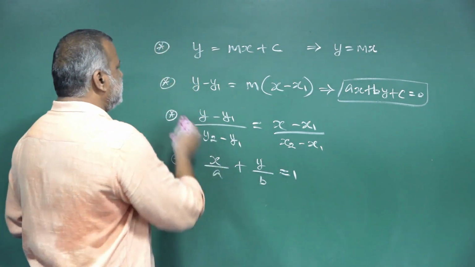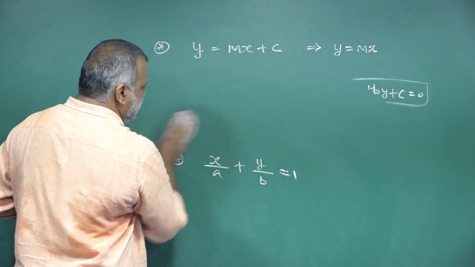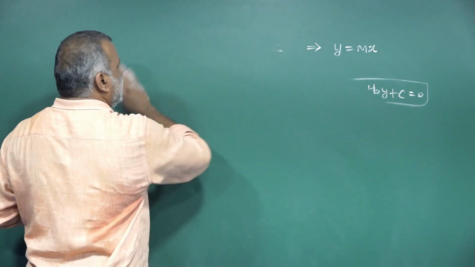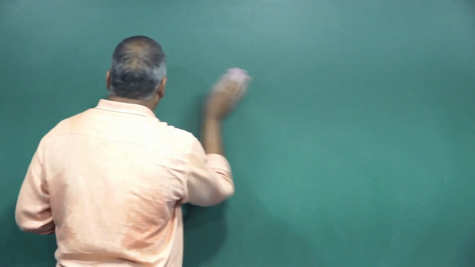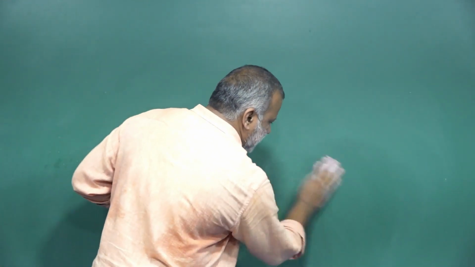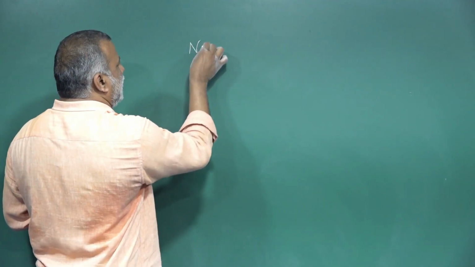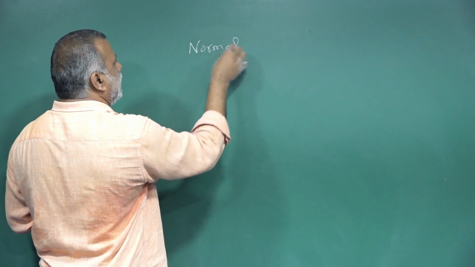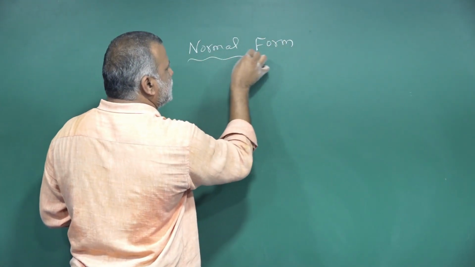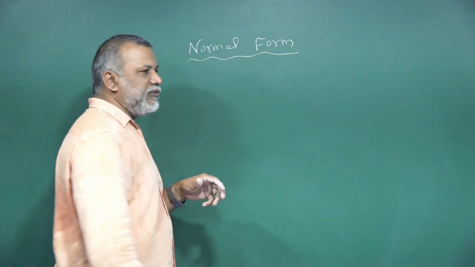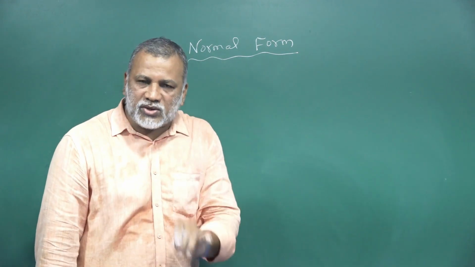Listen carefully, dear students, these are the new logics, that means the new formulas for your higher secondary. So far you used all these results in your 10th standard. Now we are going to find the new form, the normal form. This is called the normal form of a straight line. This is the new form.